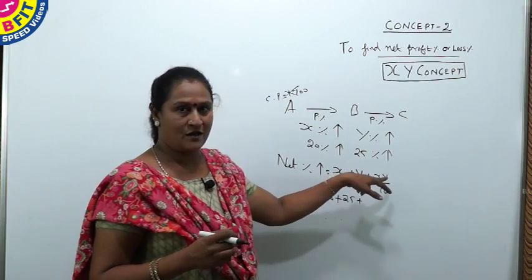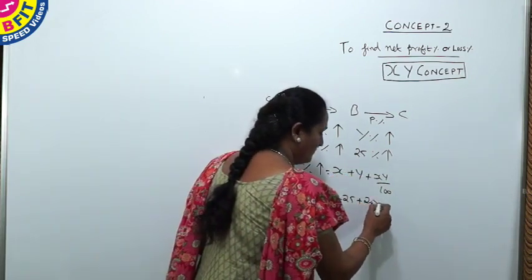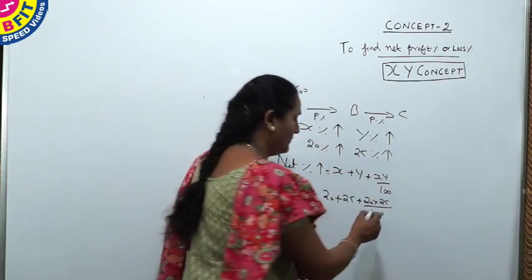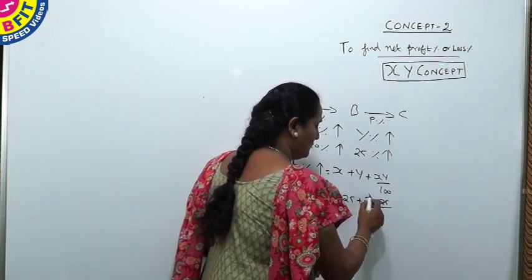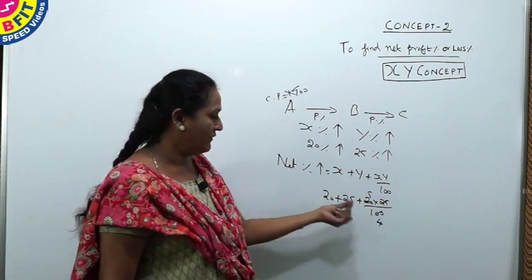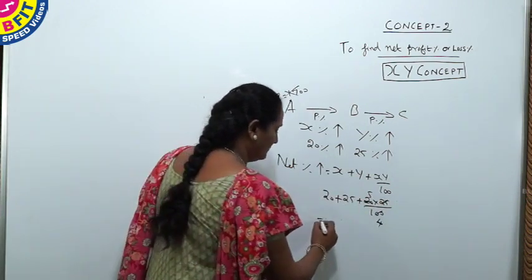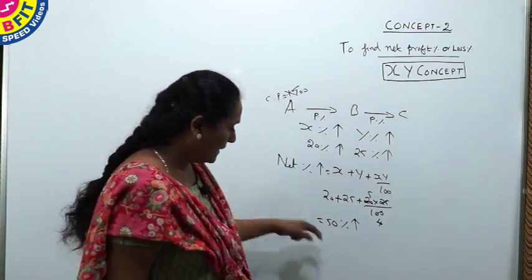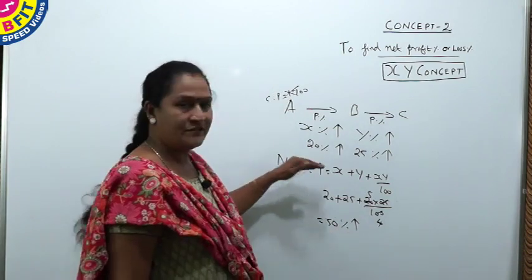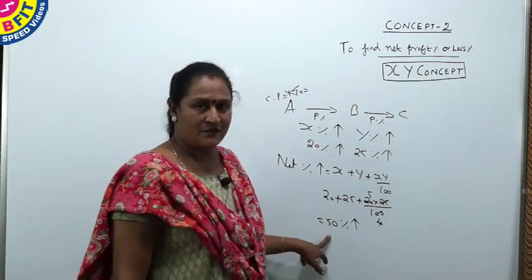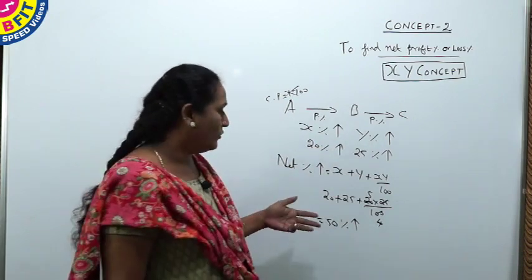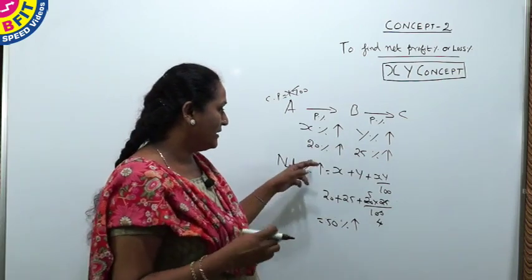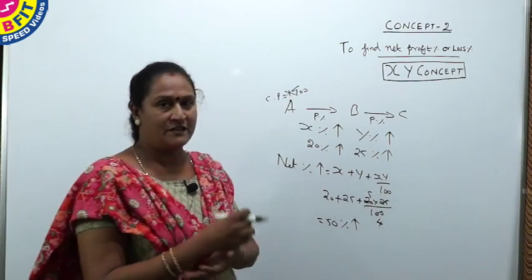Or using this XY concept, 20 into 25 by 100, which is 4 times 5, that is 5. So 25% of 20 we have got as 5. So adding this, it is 50% increase. So for 20 and 25 the equivalent increase is 50%. So we have successively increased the value, and in the options you will have this 50. But you may not go for this option. You will think that some other option will be the answer. But here, using this concept, we get a 50% increase.